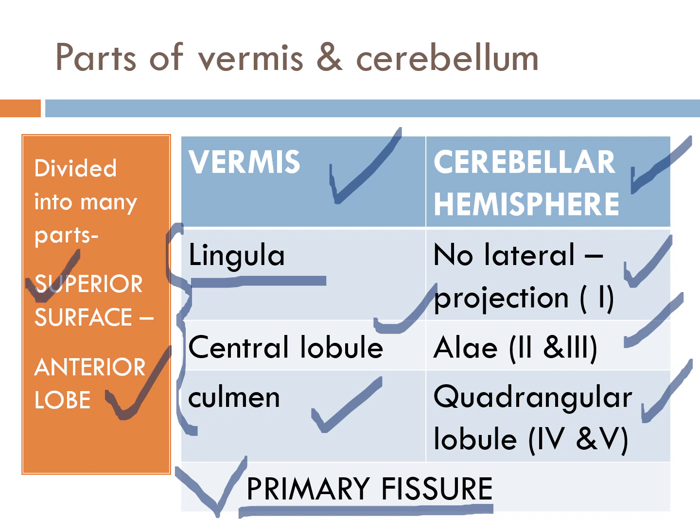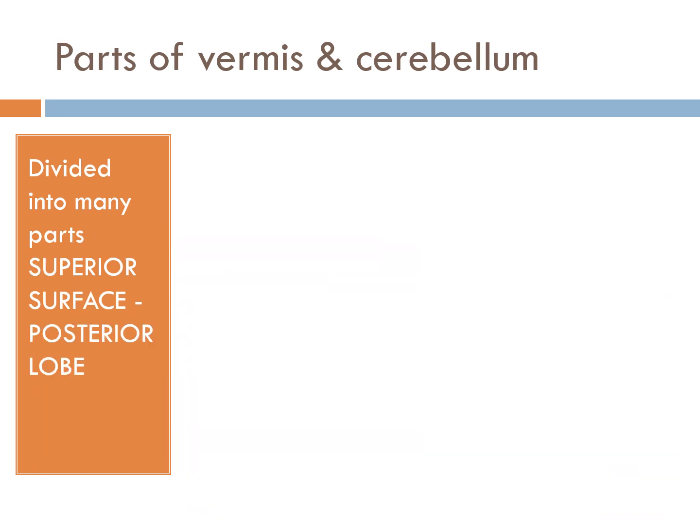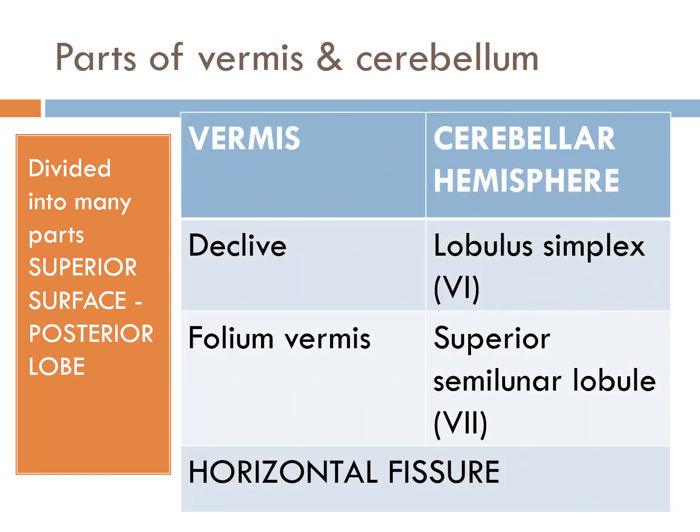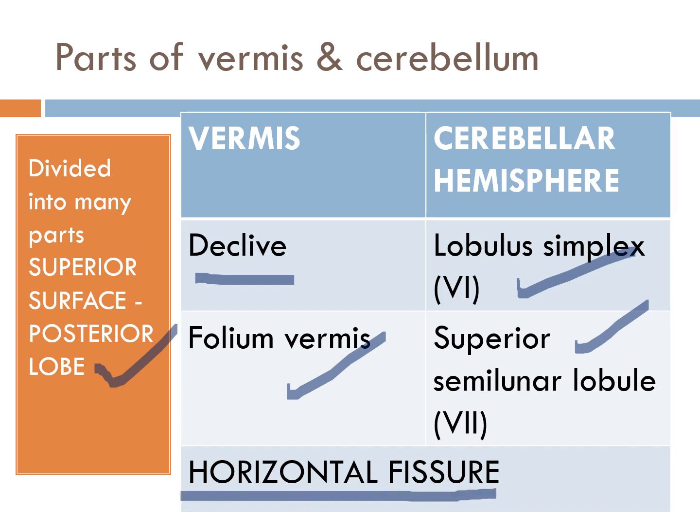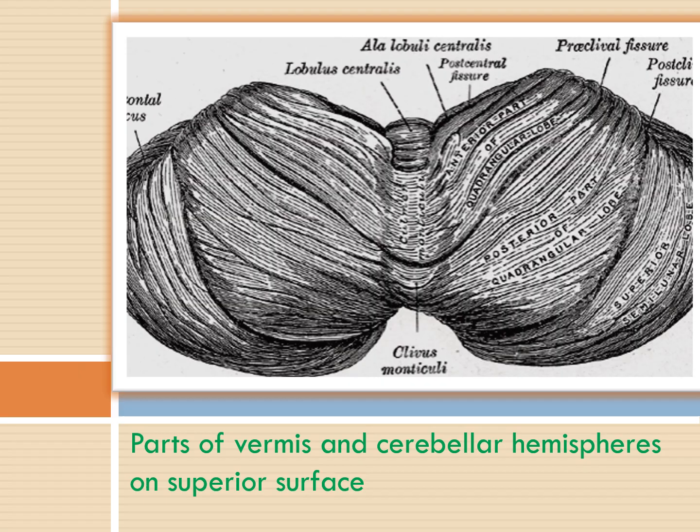You have to note that some parts are still present in the superior surface, not only the anterior lobe. We continue after the anterior lobe with the posterior lobe. Some parts of the posterior lobe are present in the superior surface also. They are declive and the corresponding lobulus simplex, folium vermis, and superior semilunar lobule. Now comes the horizontal fissure, which divides the cerebellum into superior and inferior surfaces. The parts of the posterior lobe continue in the inferior surface also.